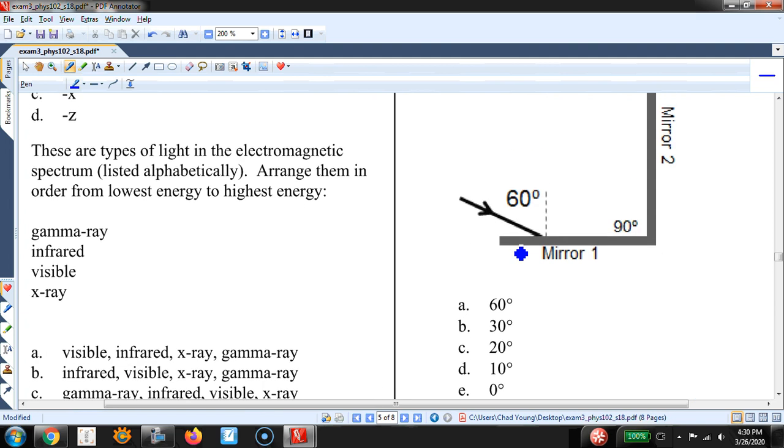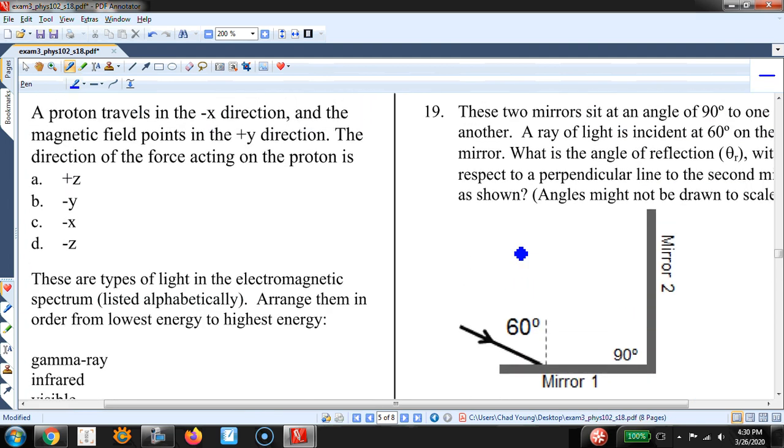See, one of you also asked about this question, or something similar, and you're very likely to have a problem like this related to reflection. The thing about reflection is that the reflected angle, which is this angle, is always equal to the incident angle, which is that angle. So in this case, this angle is 60 degrees.